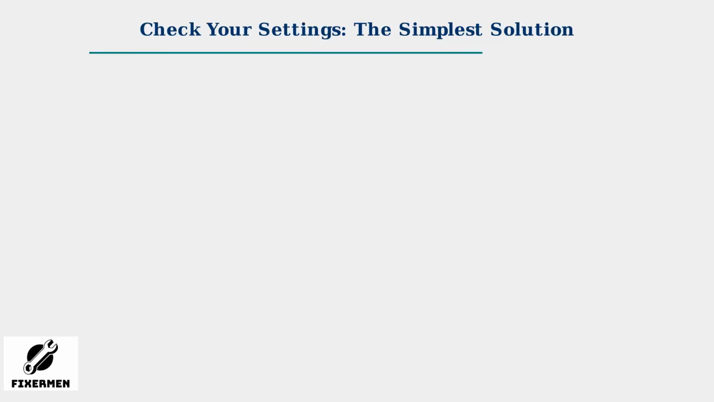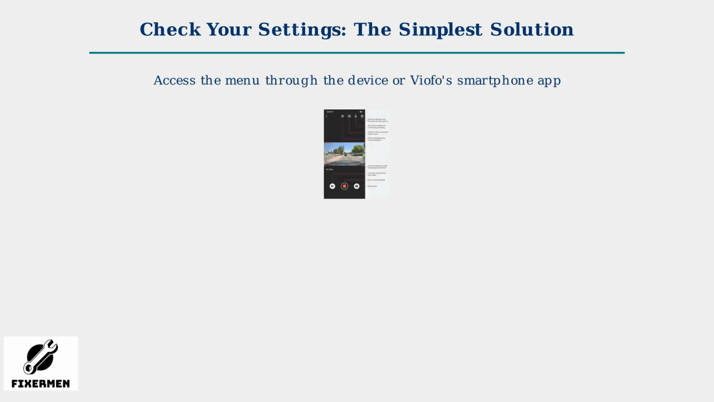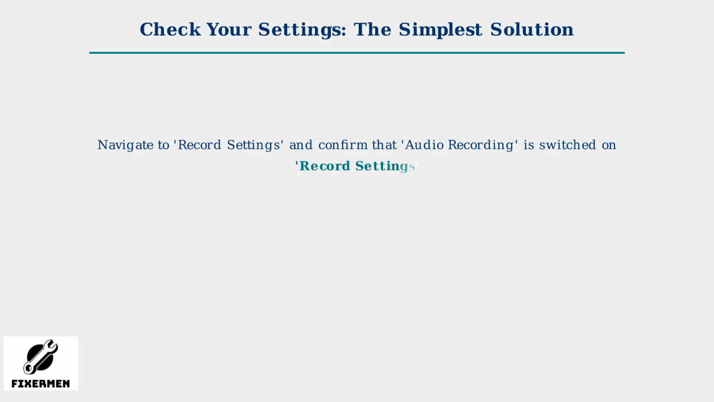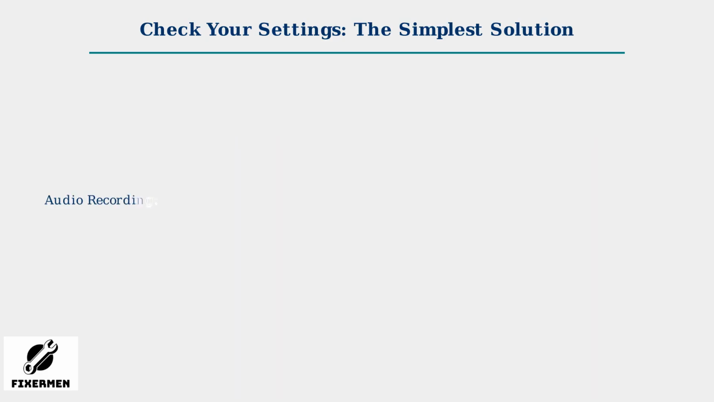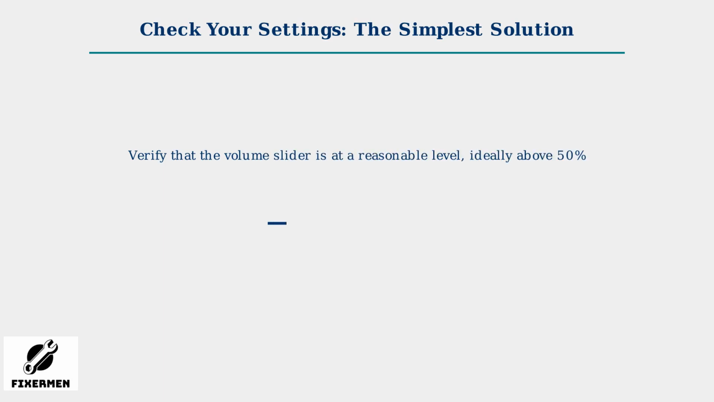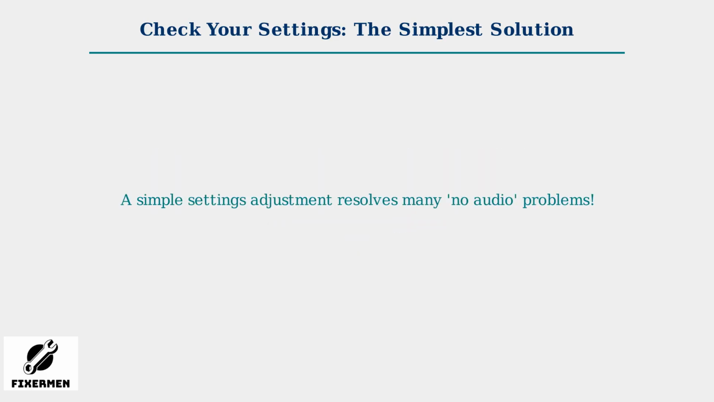Many dashcam audio issues can be resolved with a simple settings check. First, ensure the microphone is enabled in your dashcam settings. Access the menu through the device or Viofo's smartphone app. Navigate to Record Settings and confirm that audio recording is switched on. Also, verify that the volume slider is at a reasonable level, ideally above 50%. A simple settings adjustment resolves many no audio problems.